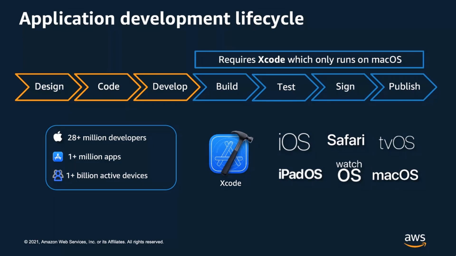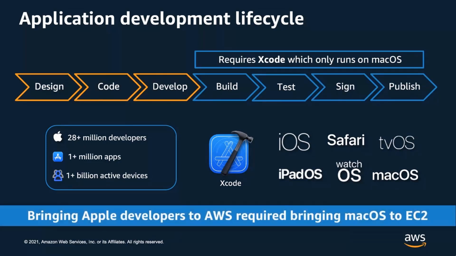And why is this important? Well, the breadth and depth of EC2 is amazing, but the Apple ecosystem is also just huge. 28 million developers, over 1 million apps on the app stores, 1 billion active devices. Some of you may even be watching this webinar on an Apple device currently. And so a large number of our customers really wanted the ability to deliver to these platforms within AWS. And so bringing these Apple developers to AWS required bringing macOS to EC2.